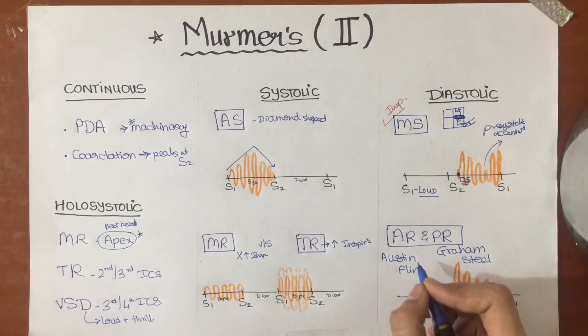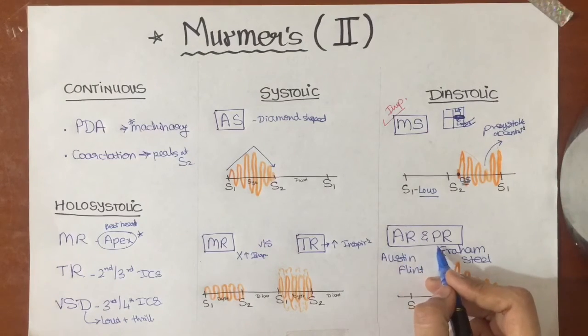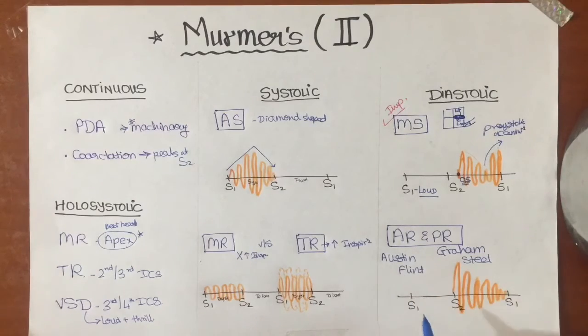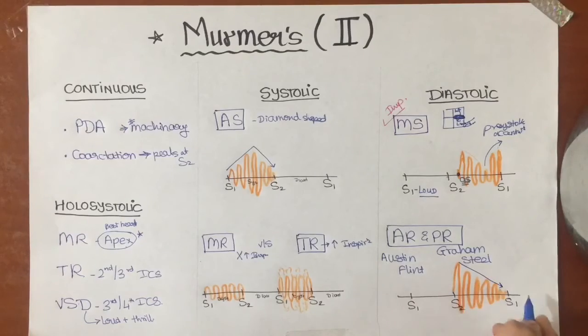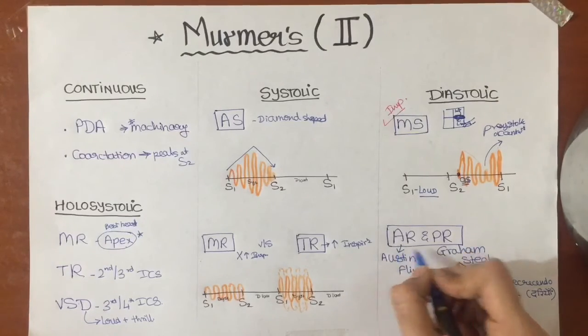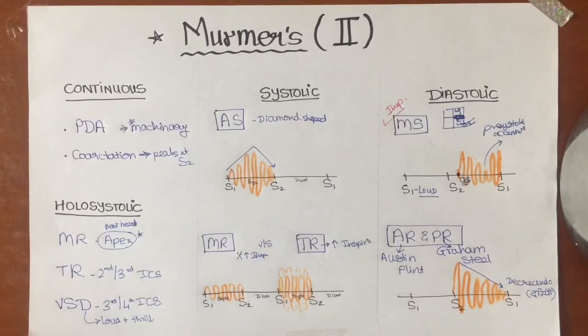Coming next to aortic regurgitation and pulmonary regurgitation. Now this again is a diastolic murmur and it is a decrescendo type. Decrescendo, that is down going, like a river flowing down. Also these names are given for these conditions.